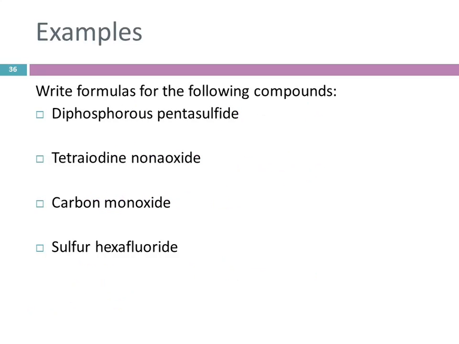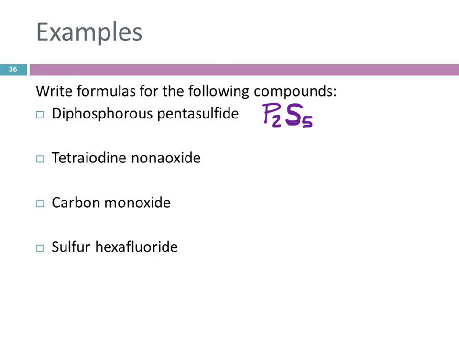So let's write formulas from the names. Diphosphorus pentasulfide. So we need the symbol for phosphorus, and di means 2. So P with a subscript 2. Pentasulfide, penta means 5. So we've got 5 sulfurs. My S kind of looked like a 5 there. Try to make it.